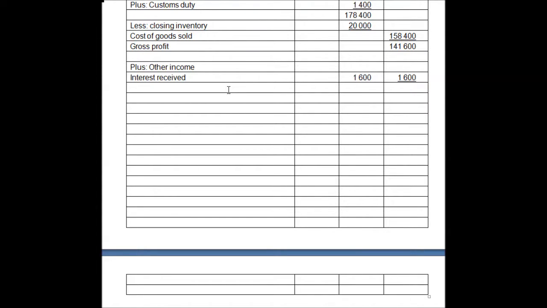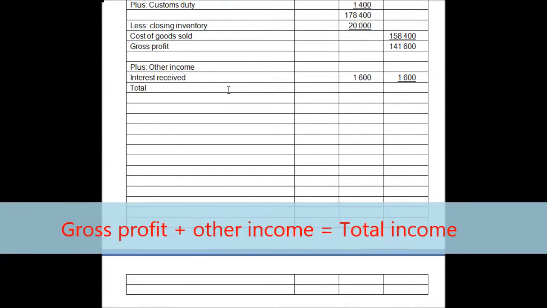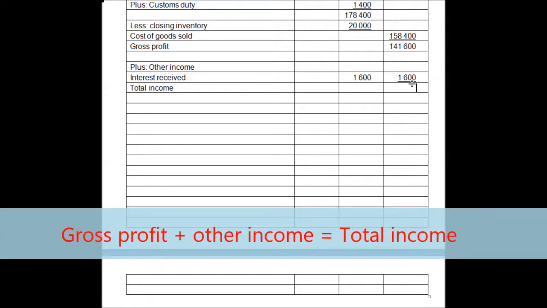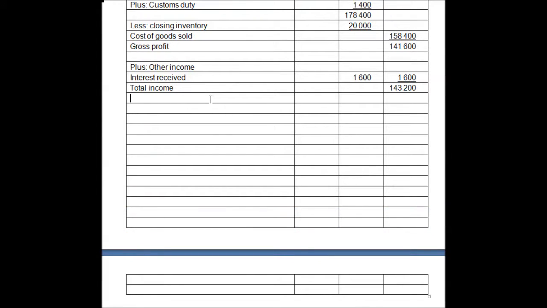So now I need to go gross profit plus other income equals my total income. So this here plus this here should be equal to this here. And that will give me $143,200. So that's it for calculating total income.